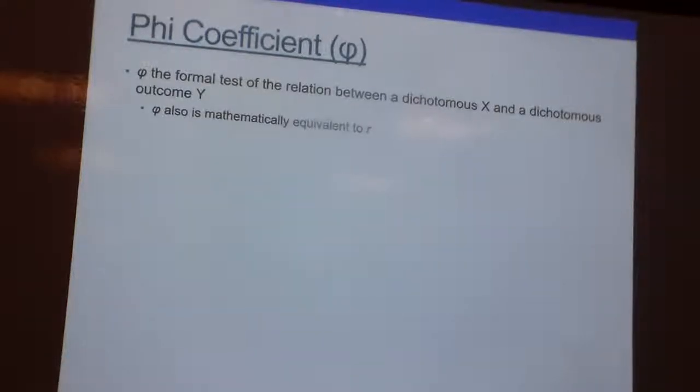Okay. Phi coefficient is our formal test of the relation between a dichotomous X and a dichotomous Y. Phi is also mathematically equivalent to Pearson r. It's just a different form of Pearson r. It looks exactly the same, just in this case we have a dichotomous X and a dichotomous Y. We're going to go through and calculate a Phi coefficient.